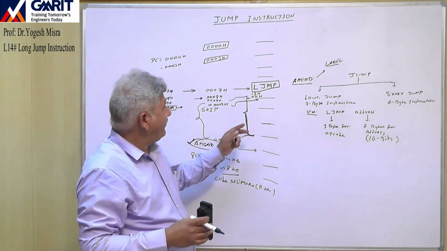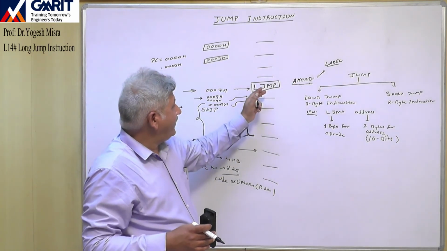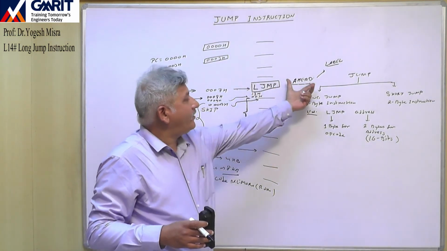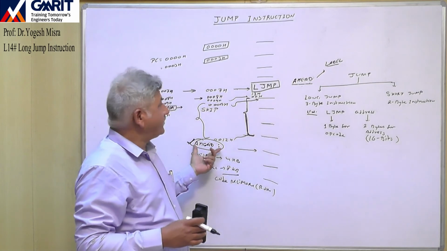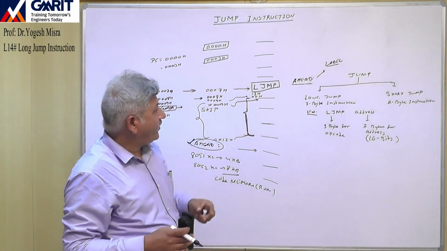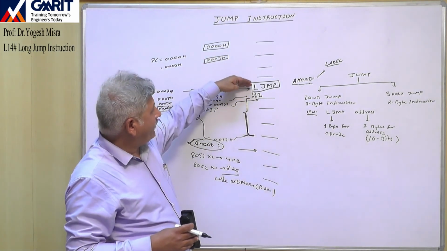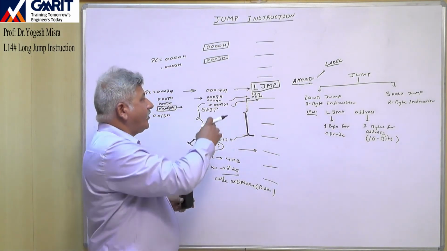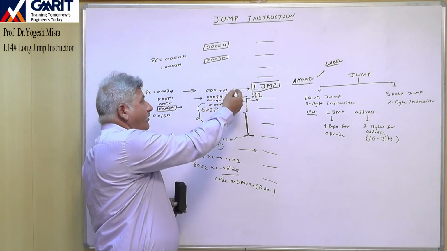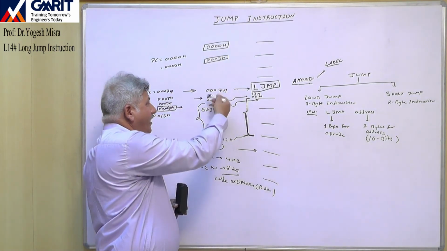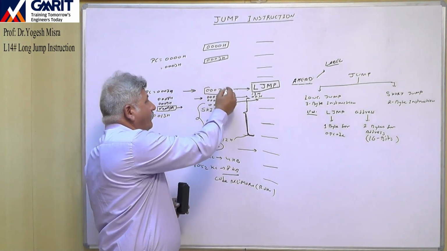In the list file, if you have written any label, you will find with LJMP the 2 bytes of this address. You can find that. So in this way we can transfer the sequence of our program. In this particular example, we are transferring the sequence of the program just ahead of the current program counter.